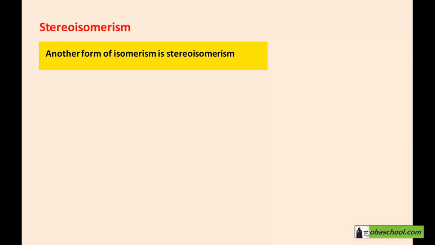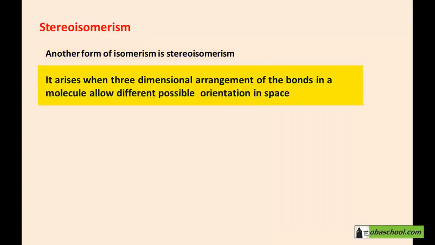Now we will talk about stereoisomerism. Another form of isomerism is stereoisomerism. It arises when the three-dimensional arrangement of the bonds in a molecule allows different possible orientations in space. So when the orientation of bonds in a molecule changes in three dimensions, we will obtain stereoisomers.